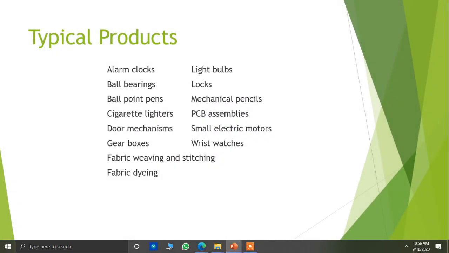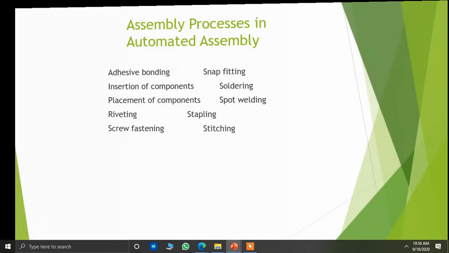What products can be automated? As I said: alarm clocks, light bulbs, clocks, locks, ball bearings, ballpoint pens, mechanical pencils, PCB assemblies, door mechanisms, small electric motors, wristwatches, fabric weaving, stitching, gearboxes, fabric dyeing. All these things can be done using an automated process, even bottling, etc.